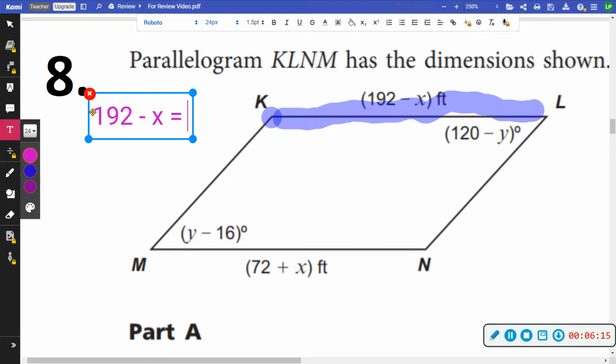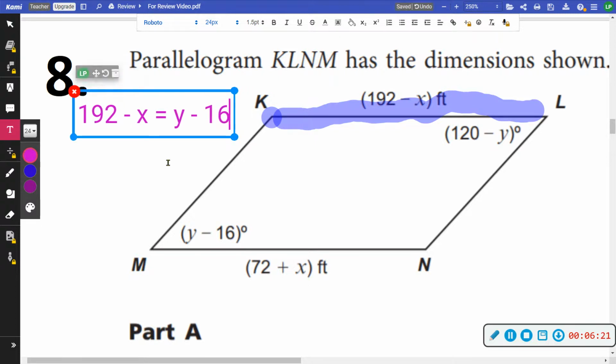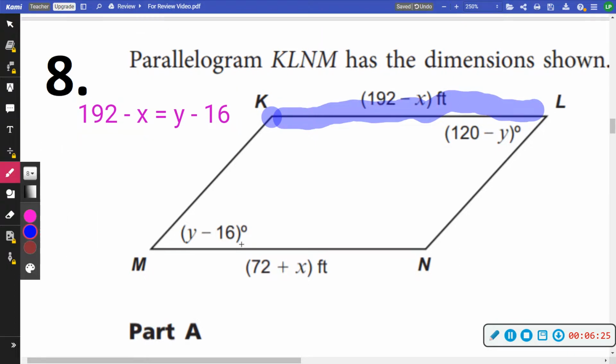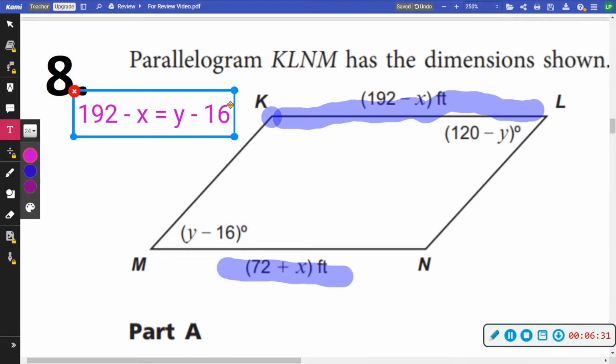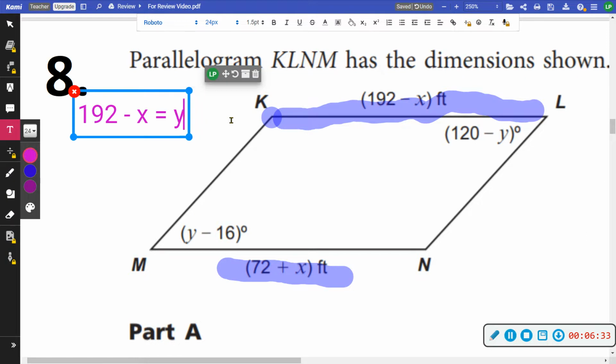You can use this to check your work. Okay. Oh, okay, I see what I did. Because the blue here is equal to this. I looked at the wrong expression. So that'd be 72 plus x.